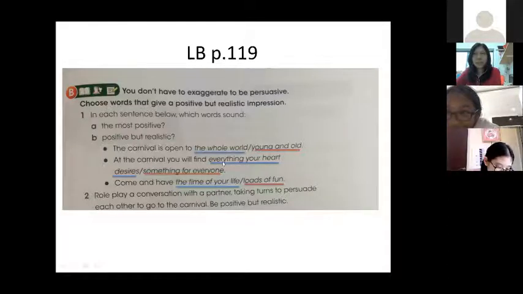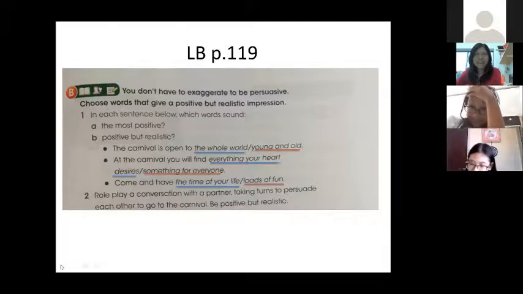The question is the blue line and the red line. Which one is exaggeration? That means something that you make too big, or something positive but realistic. Which one? Is it the blue one or the red one? Which is which? The red one is exaggeration. Yeah, and the blue one is realistic. Okay, children, do you understand what exaggeration is? I will go back, all right? I said wrongly. Was it something for everyone? Is the positive but realistic impression, not everything for your heart desires.